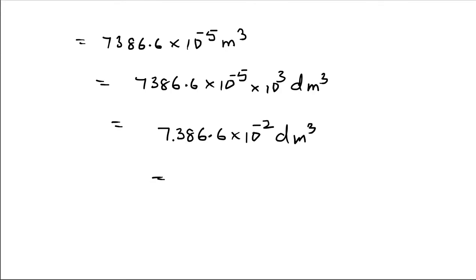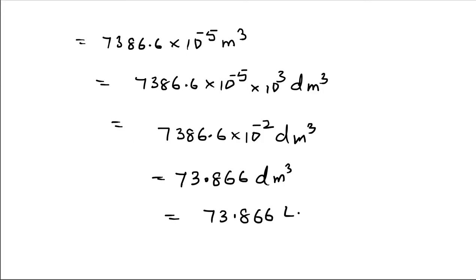If we write this in scientific notation, that is 7.386 times 10 raised to the power of 3, and this is 10 raised to the power of negative 2. So that will end up with 10 raised to the power of 1 times 7.386. So we end up with 73.866 decimeter cube, which is equal to 73.866 liters. So we got the final value as 73.866. This is V2, and V1 is 7.386.